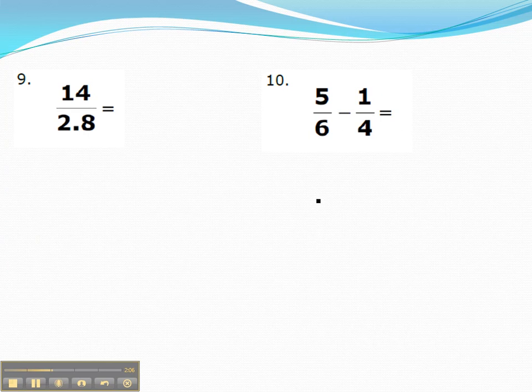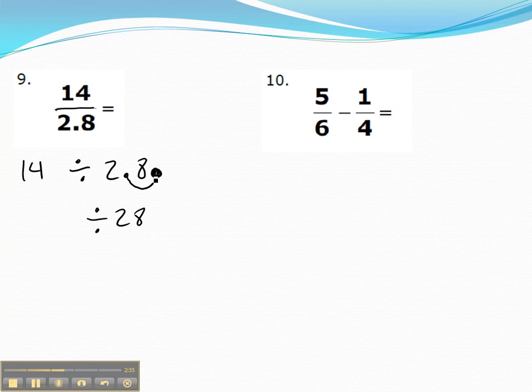Problem 9. 14 over 2.8, 14 over 2 and 8 tenths is the same as 14 divided by 2 and 8 tenths, and I would set it up that way as a number sentence so that we can see what we're dividing by. We're dividing by 2 and 8 tenths. That is not a whole number. We need to always divide by a whole number. So I'm going to move this decimal 1 place to the right. I'm going to make it bigger to remind myself that I moved it there. And now I'm dividing by 28. So that's a whole number.